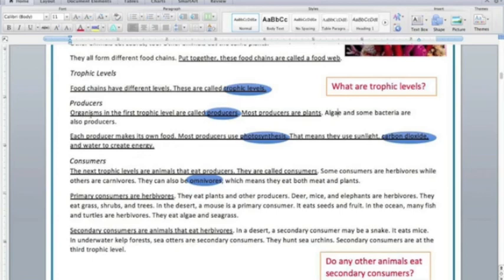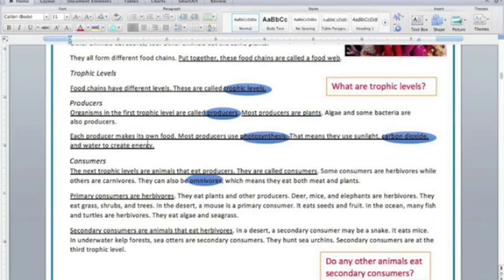Producers. Organisms in the first trophic level are called producers. Most producers are plants. Algae and some bacteria are also producers. Here I underline the first two sentences. It helps me to understand what a producer is. Producers are in the first trophic level, and we also know that producers are mostly plants. I circled the word producer.